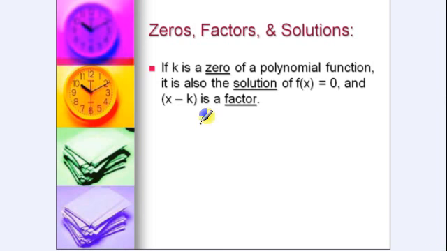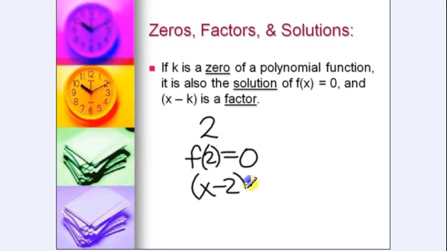So if I have that 2 is a zero of the polynomial function, that means that f of 2 equals 0, and that means that x minus 2 is a factor of the polynomial. If I look on the graph, that would mean my graph would cross the x-axis at positive 2.